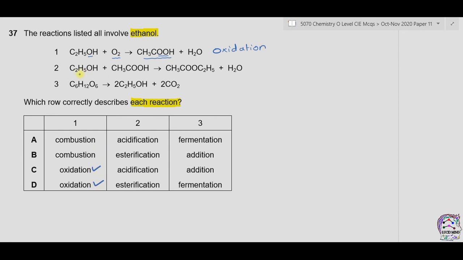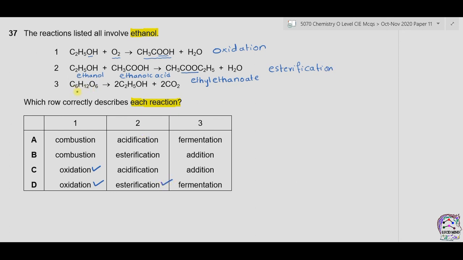In reaction 2 we have ethanol which reacts with ethanoic acid to form this compound. Now as COO is present in between carbon atoms, this is an ester and the name is ethyl ethanoate. So reaction 2 is an esterification reaction. So in 2 we can write esterification.